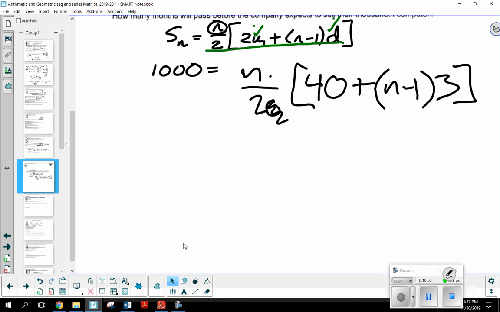Well, it's still a variable, but we want to go ahead and get it to a place where we can solve for n. Okay, so we know we're trying to get a quadratic out of this one.